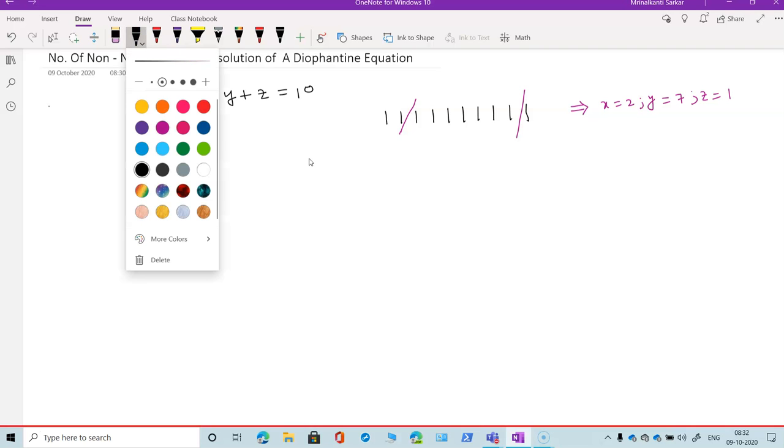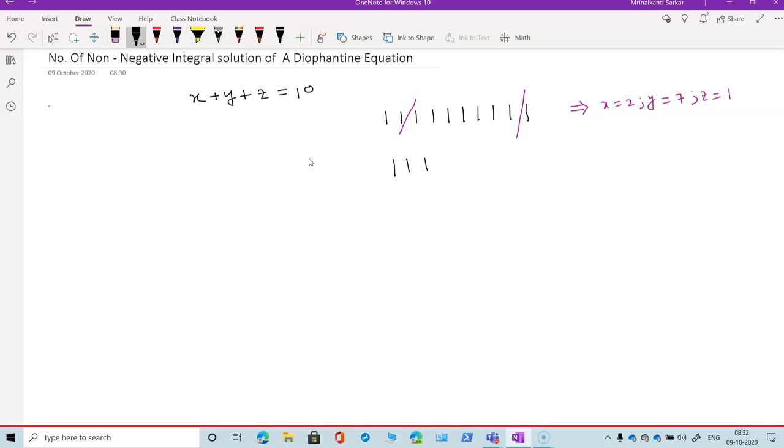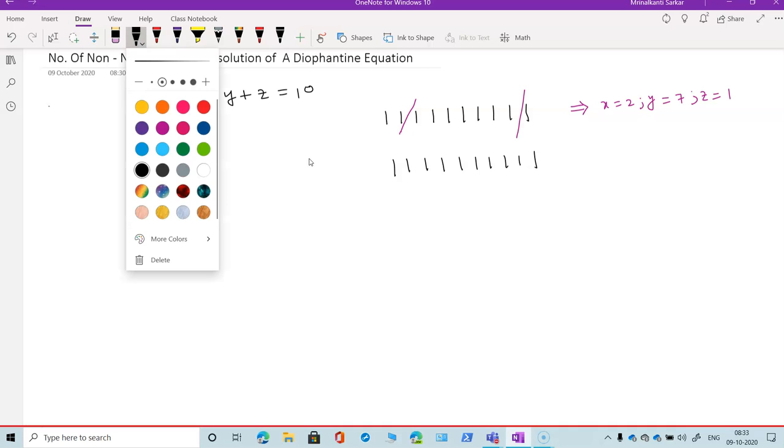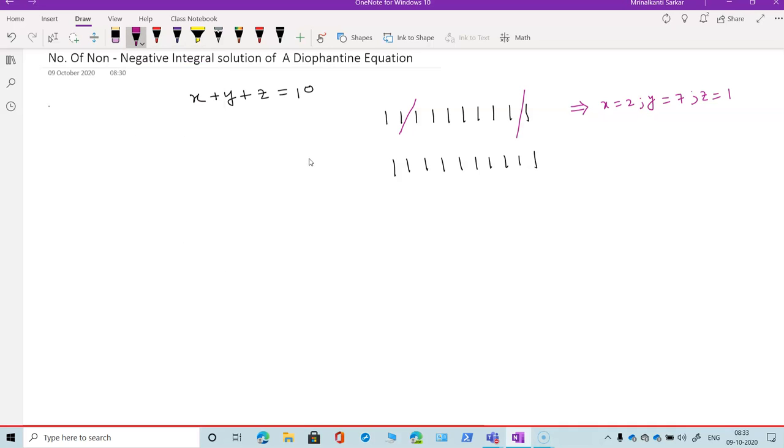Instead, we are keeping separators this way. Keeping two separators this way. Just before it, no x is there. So this implies what we are telling, the number of ones lying before the separators is a solution. So x will be 0, y will be 8, z is equal to 2. Here 0 is included. So you can take it in this manner. Separators I have kept just outside it.